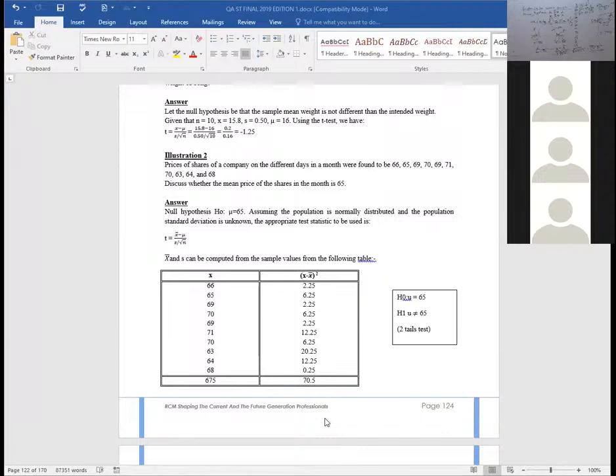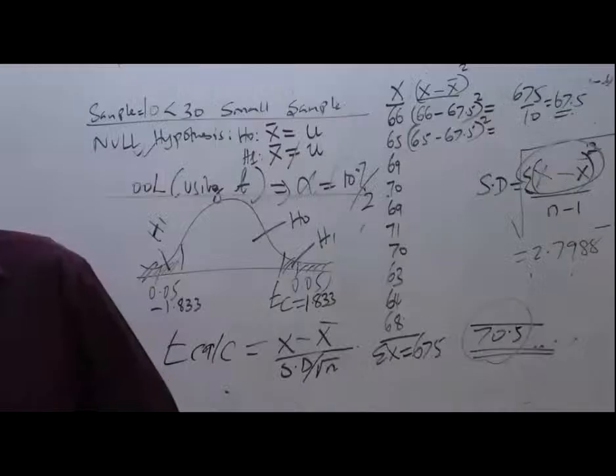Sam is saying, teacher, I'm getting a negative. Those are the kind of students I want. No, I'm the one who misled you. It is supposed to be X bar minus mu. I'm the one who misled you in the formula.